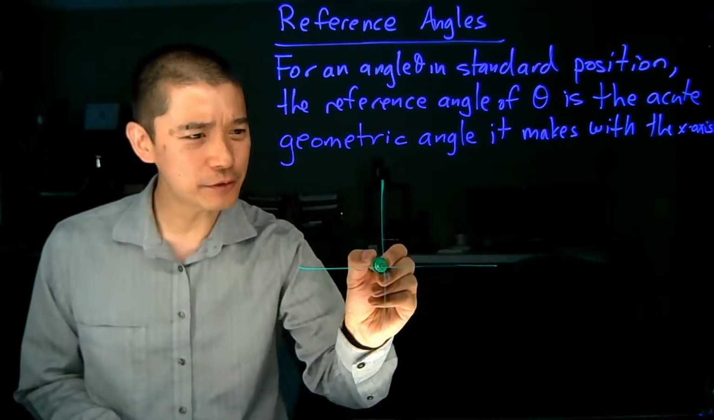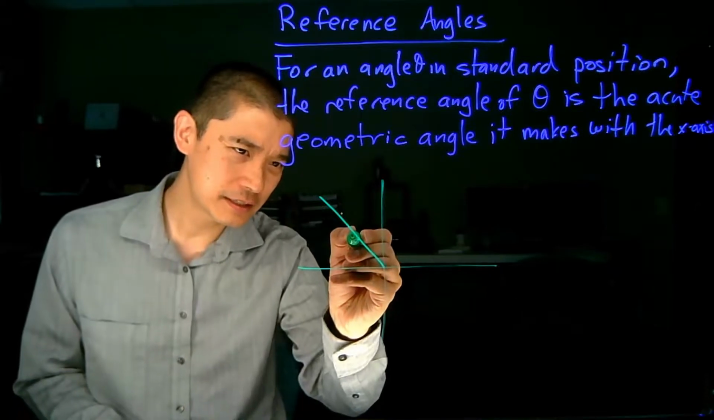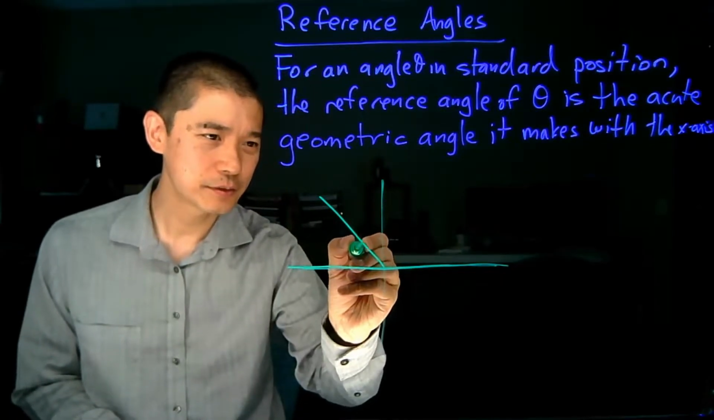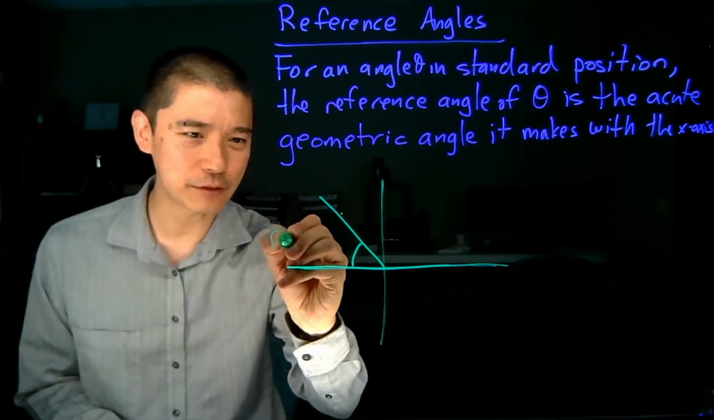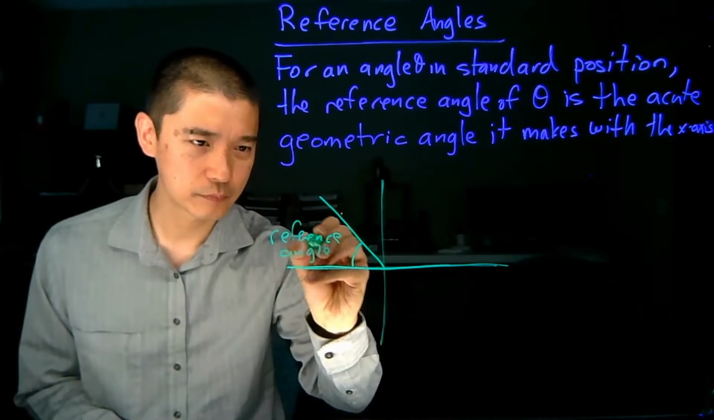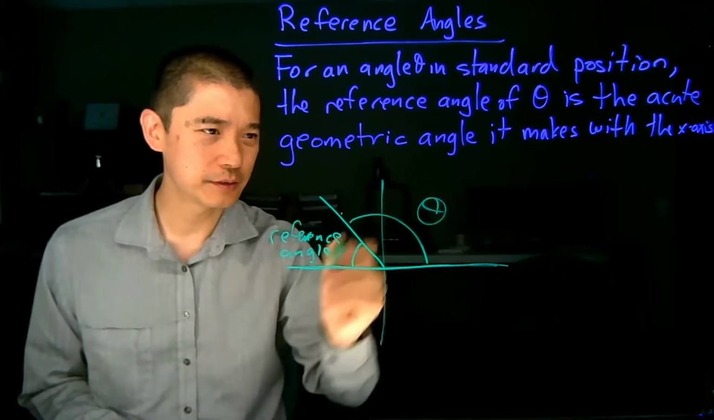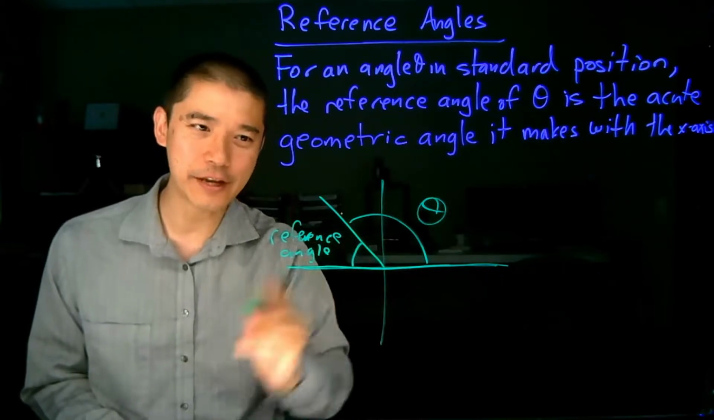Let's say we have an angle somewhere over here in the second quadrant. Now if we look at it, the angle that that line makes with the x-axis looks like that. That right there is the reference angle. So our angle theta could be over here. This is some angle between 90 and 180 degrees, but the reference angle is this acute angle right here.